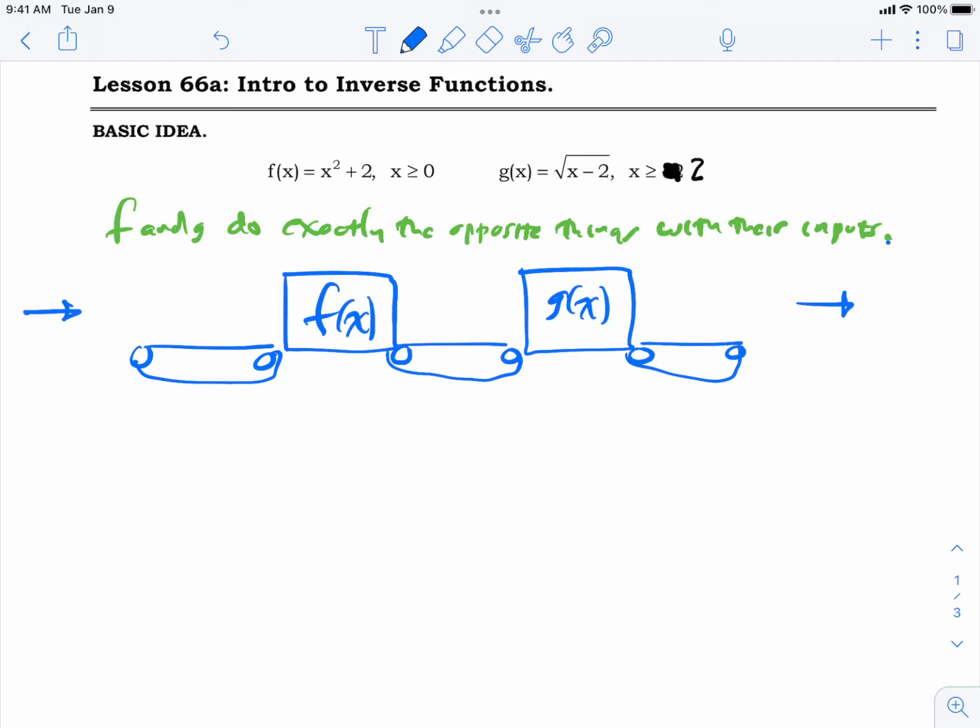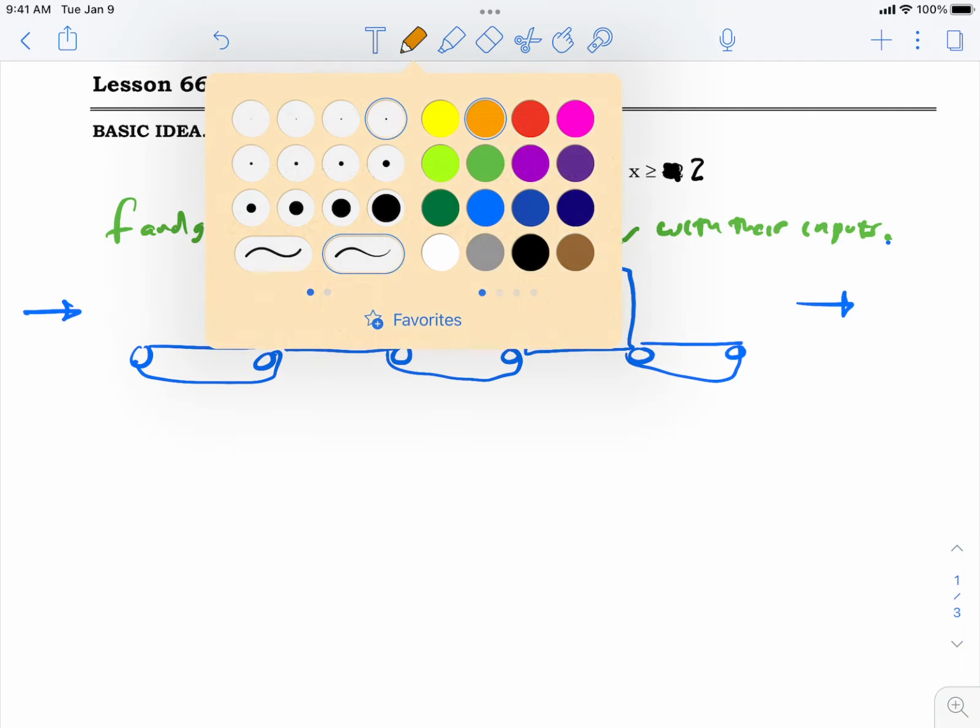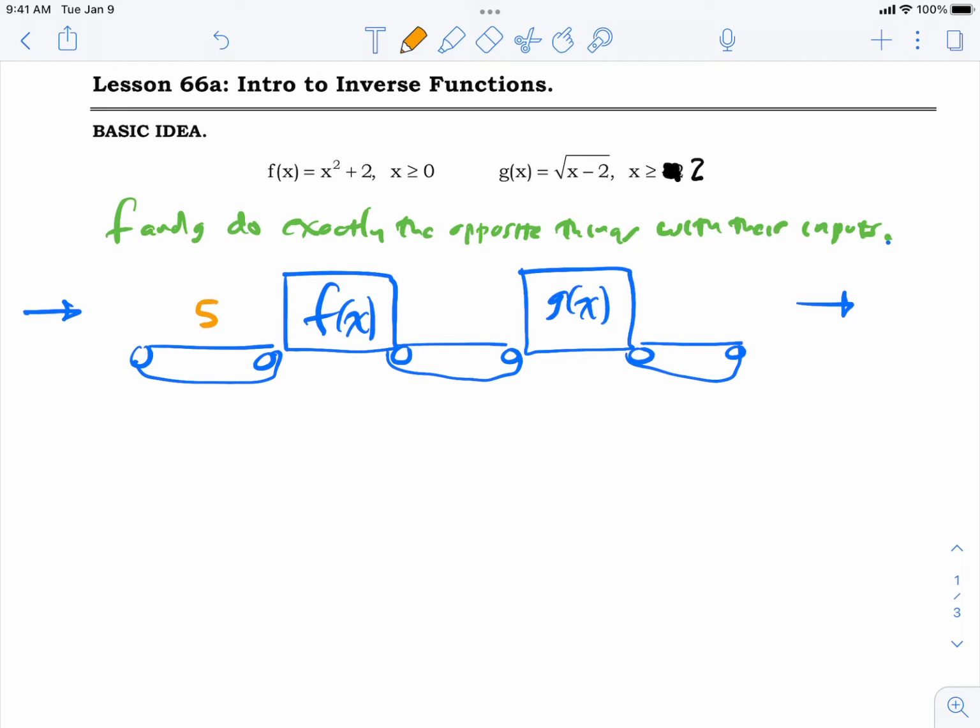So let's say you take some input. Let's change colors. Let's do a 5. So this 5, you have to picture it coming along on the conveyor belt, and then it goes into the f of x machine, and the f of x goes chomp, chomp, chomp. It takes the 5, it squares it, and then it adds 2. So that comes out as a 27.